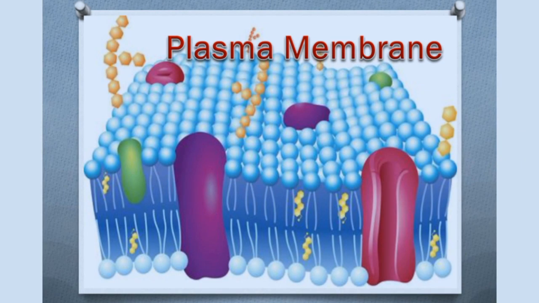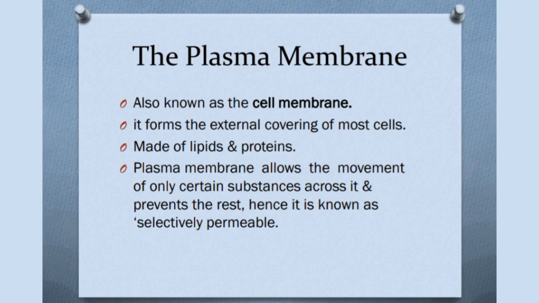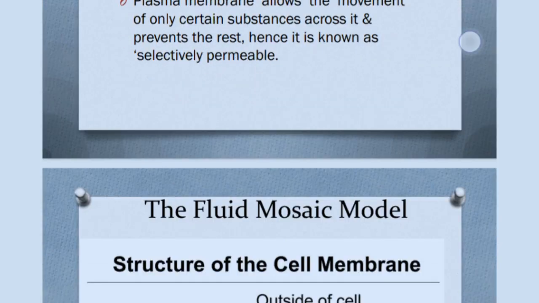Let us study about the plasma membrane in detail. The plasma membrane is also known as the cell membrane. It forms the external covering of most of the cells. It is made up of lipids as well as proteins. The plasma membrane allows the movement of only certain substances across it and it prevents the rest. Hence, it is also known as the selectively permeable membrane.